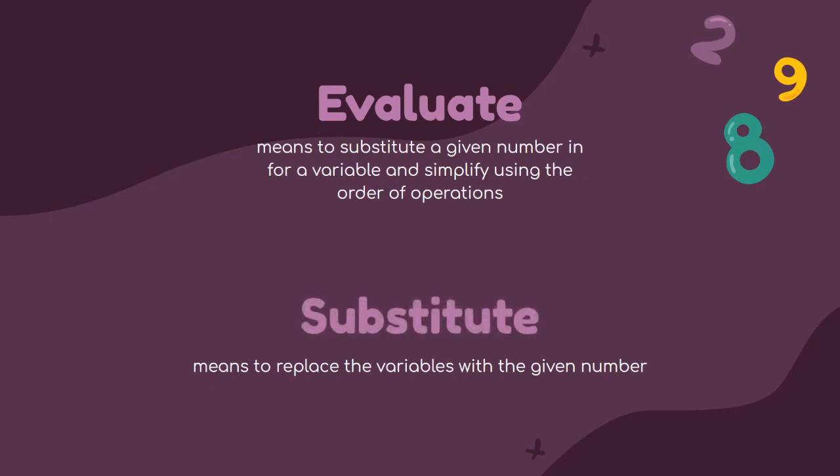Substitute means to replace the variables with the given number, right? You're replacing the variables with numbers. You're swapping them out. Just like you would in cooking, you can substitute different ingredients in cooking all the time. That just means you're replacing them with something different.